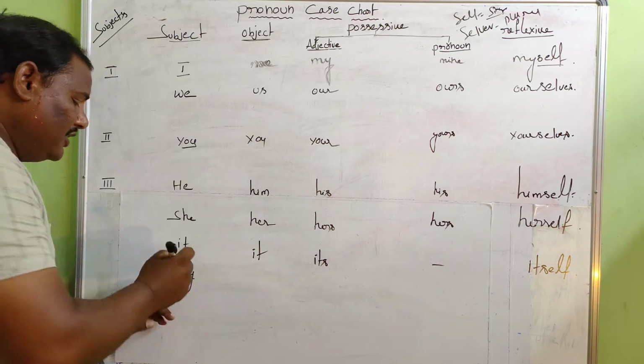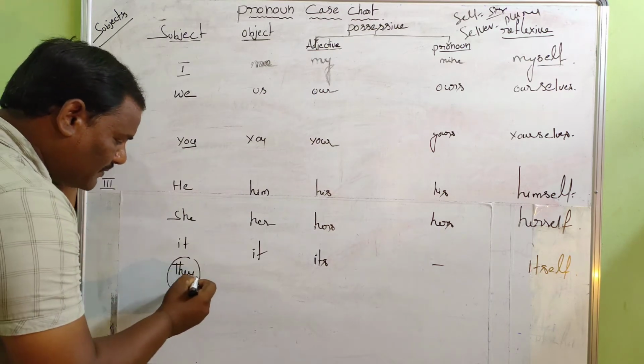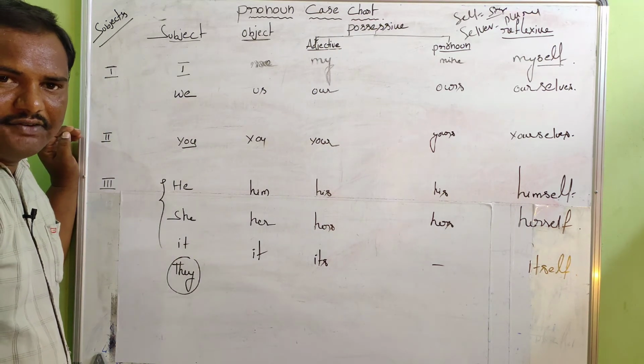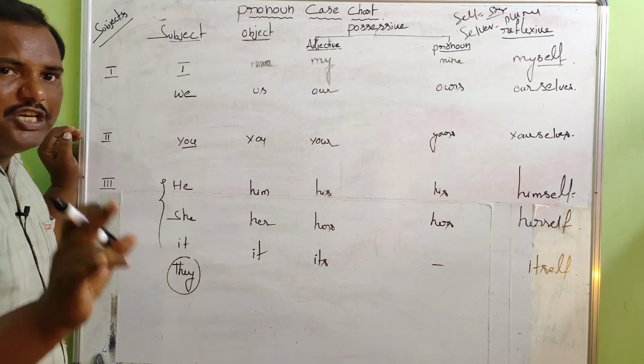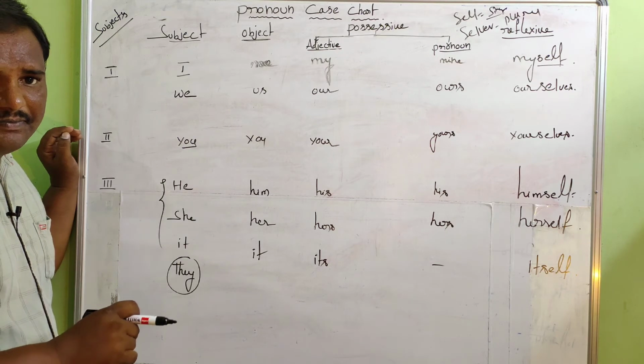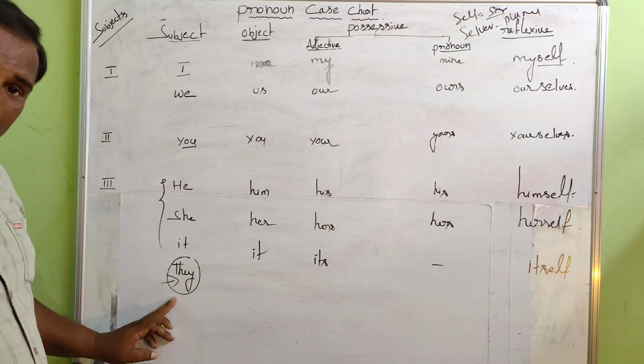Friends, remember here they is third person plural, whereas the remaining three are the singulars, right. In third person, he, she, it, these are the singulars, whereas they is a plural, they is a third person plural.